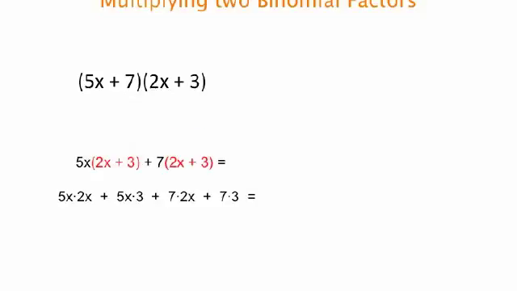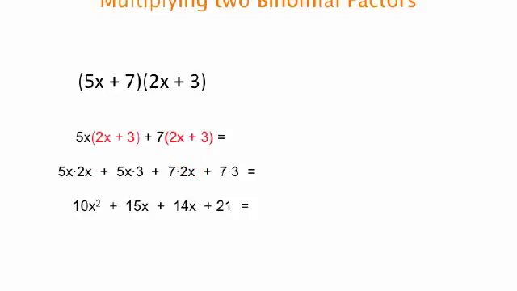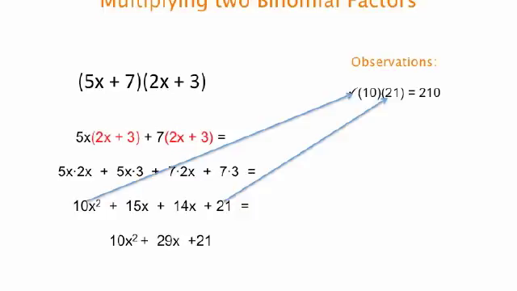So if I distribute in the 5x times the 2x plus 3, I get 5x times 2x plus 5x times 3. And then I distribute in the plus 7 and I get 7 times 2x plus 7 times 3. Doing the multiplication within each term, I get 5 times 2 is 10, and x times x is x squared, plus 5 times 3, which is 15 times x, plus 7 times 2, which is 14x, plus 7 times 3, which is 21. Then I combine those two middle terms, which are like terms, and I get 10x squared plus 29x plus 21.